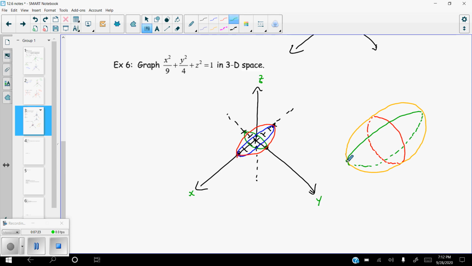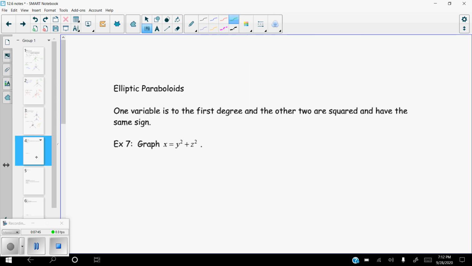Again, not the easiest thing to draw, but the idea is to figure out what the shape is by what the equation looks like, so you have somewhat of an idea, and then use the individual traces to help yourself with these things. All right, let's go ahead and move along to a different shape. Slightly easier to draw.